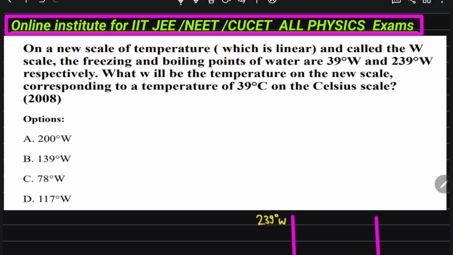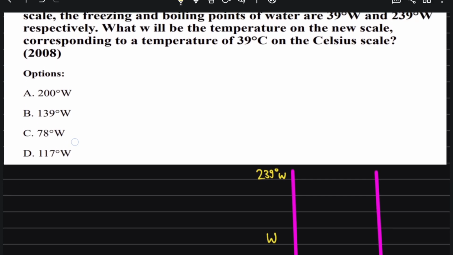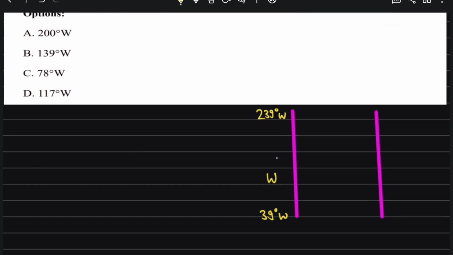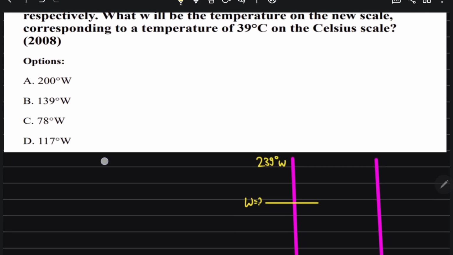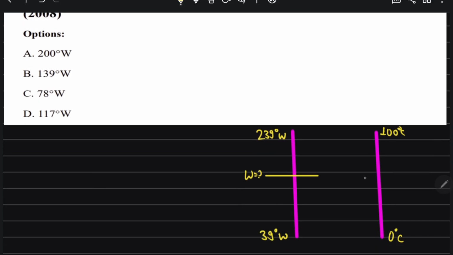What will be its temperature on the new scale corresponding to a temperature of 39 degrees Celsius? Means on the new scale, what is the temperature when we measure 39 degree Celsius? The Celsius scale is 0 degree to 100 degree.